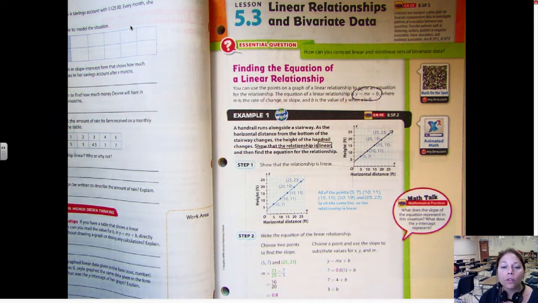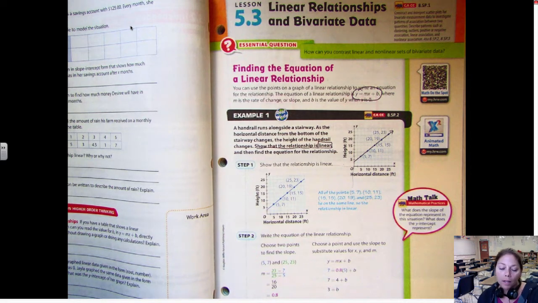So in order to show that a relationship is linear, like I said, we can just graph our data points and connect them with a straight line or sometimes a curved line. In this case, it was straight, and that proves that it is linear. So the second thing is to then write the equation of the line. And in order for us to do that, we need a couple of pieces of information.